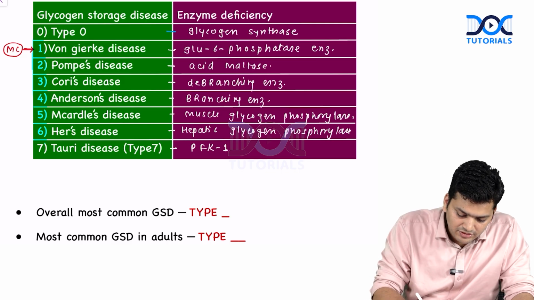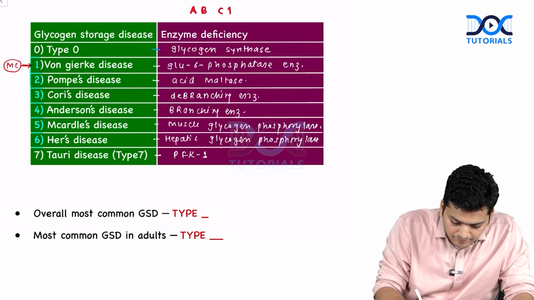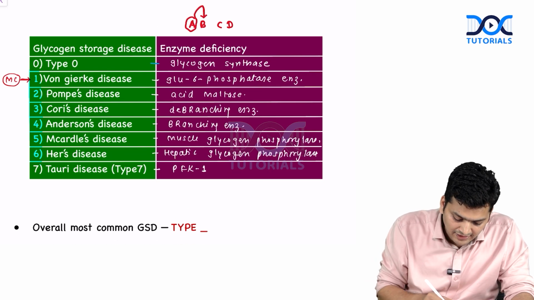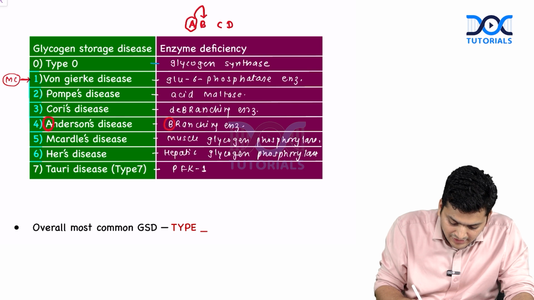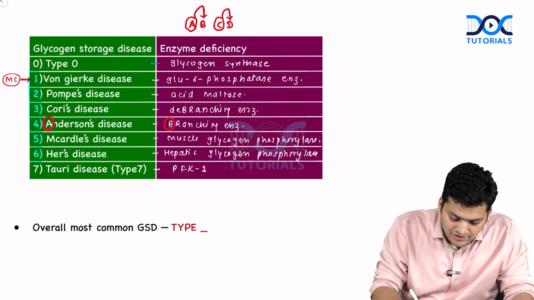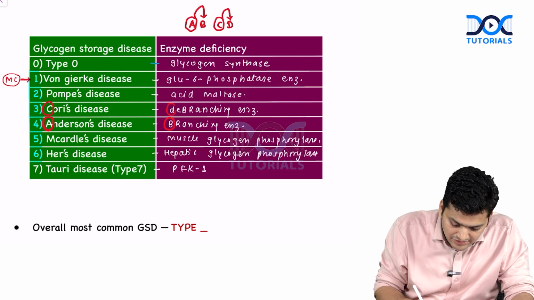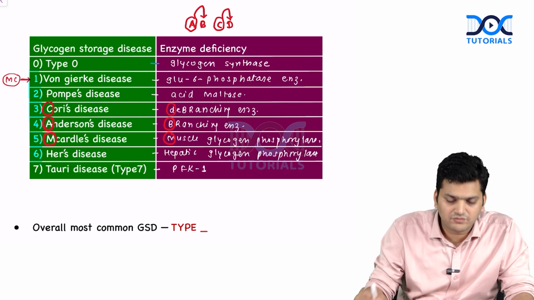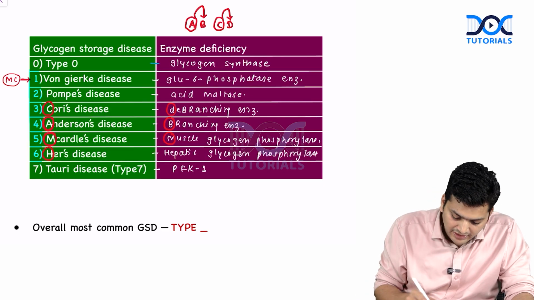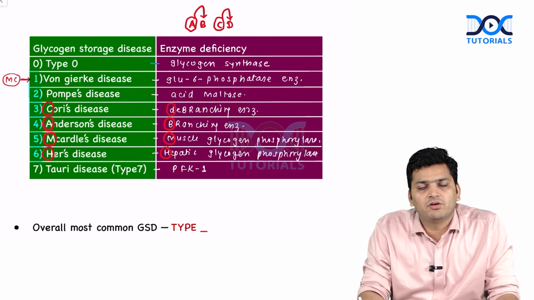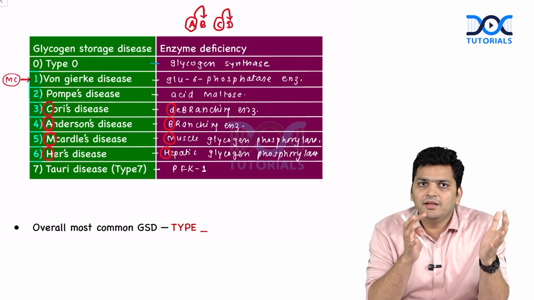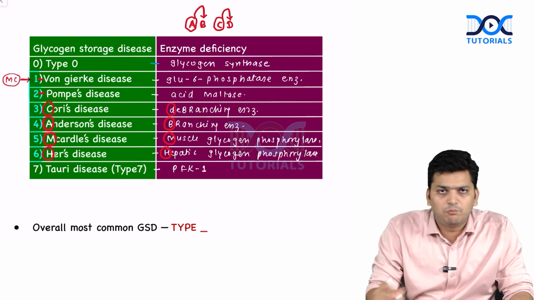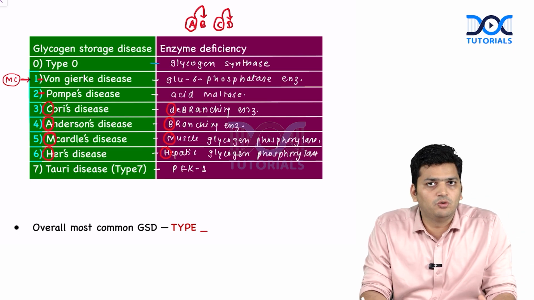How are we going to remember that? We will use a mnemonic, ABCD. If they say Anderson disease, it is due to deficiency of branching enzyme. Cori disease is due to deficiency of debranching enzyme. If they say McArdle, M for McArdle, M for muscle glycogen phosphorylase. If they say Hers disease, H for Hers, H for hepatic glycogen phosphorylase. So we can easily remember ABCD, M to M and H to H. These two we will put some effort and try to remember: Pompe is due to acid maltase and von Gierke is due to glucose 6 phosphatase.